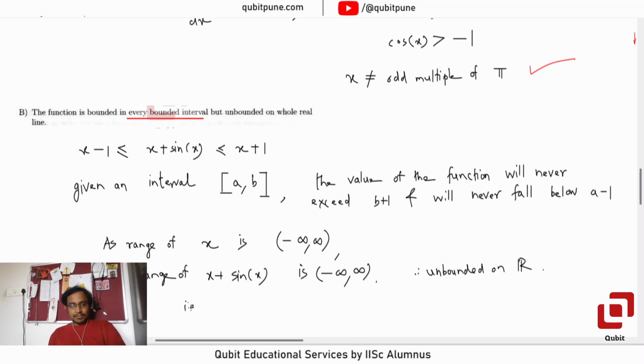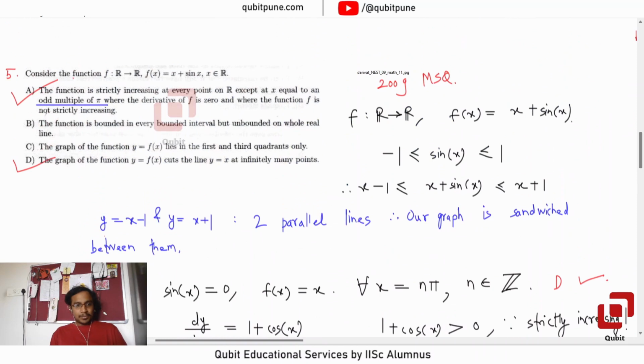That is, no real number m belonging to R exists such that mod of f of x is less than m for all x. No such m exists. So B is true. Now what about C? C says the graph of the function lies in the first and the third quadrants only.